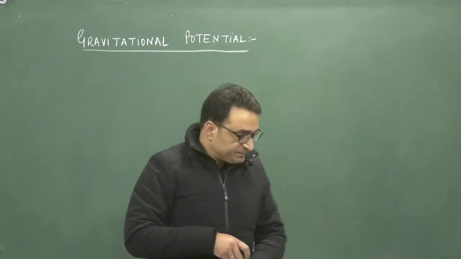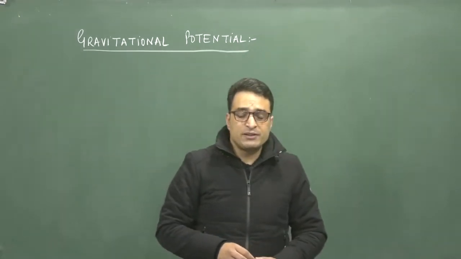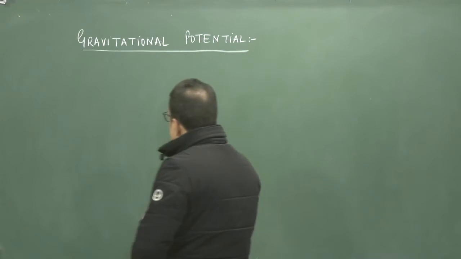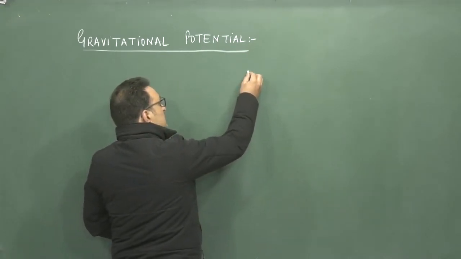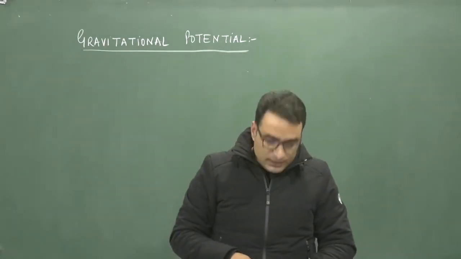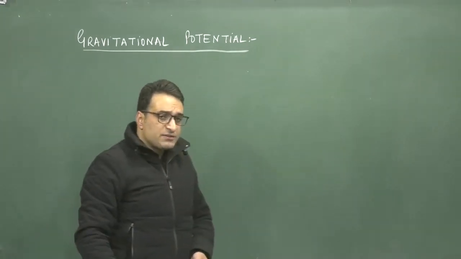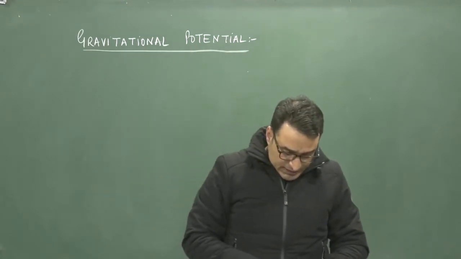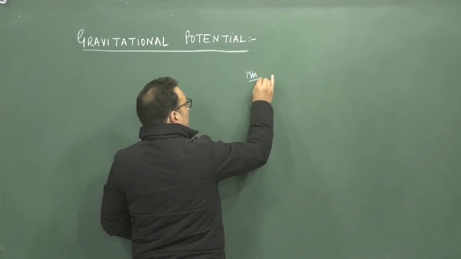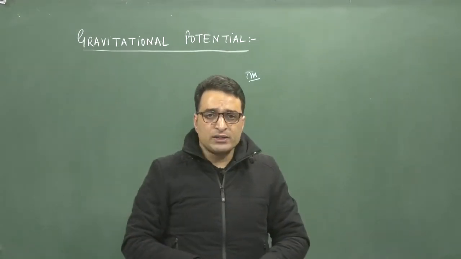Now let me first define the gravitational field. If we put a certain mass somewhere, this mass has the ability to modify the space around it. This modified region around the given mass is known as the gravitational field. For example, we have a mass m. This mass m modifies the region around it, and that modified region around this mass is called the gravitational field.